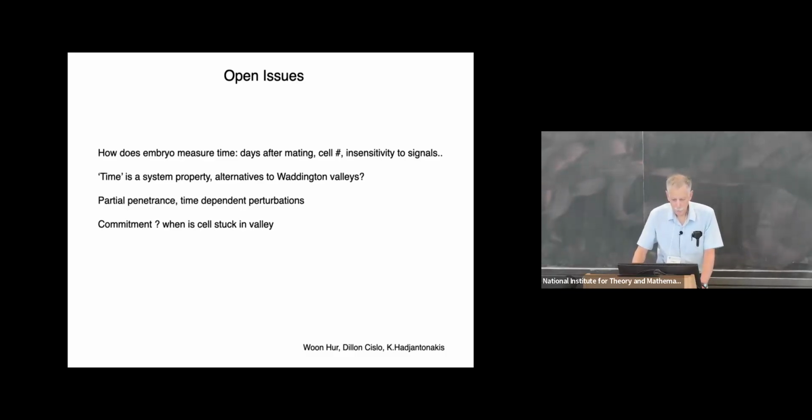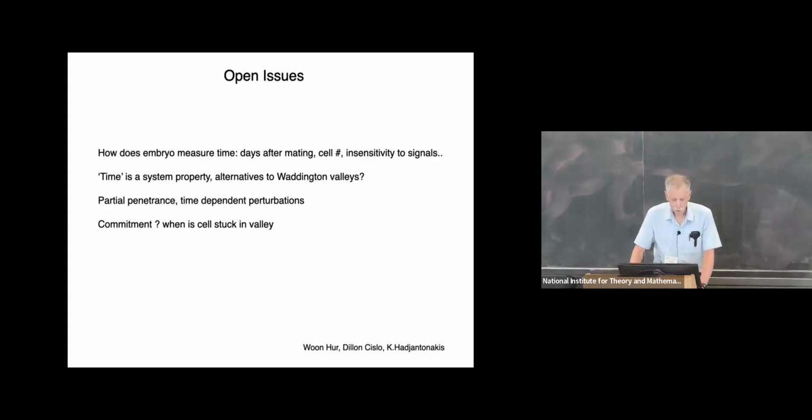So if you ask a biologist, how does an embryo measure time, you will get various mumbles about days after mating, cell number, and sensitivity signals. However, I would maintain via the Waddington analogy that time is really a system property, i.e. how far down you are on the Waddington Valley, which is a fitting parameter. And furthermore, if you imagine that there aren't Waddington Valleys, but some higher dimensional thing, I submit that it would be very challenging to imagine how metazoans could be here to worry about the problem. I don't think we would be here.